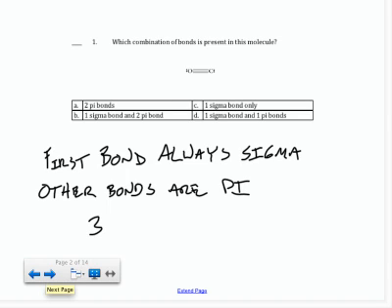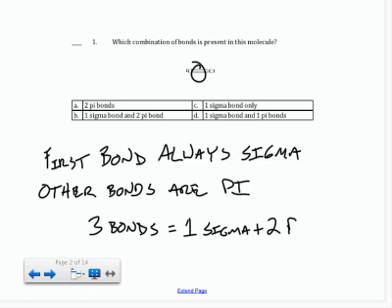So in this case, we have 3 total bonds, which means you've got 1 sigma, and the other 2 that make up the second and third bonds are going to be pi bonds. So that is choice B.